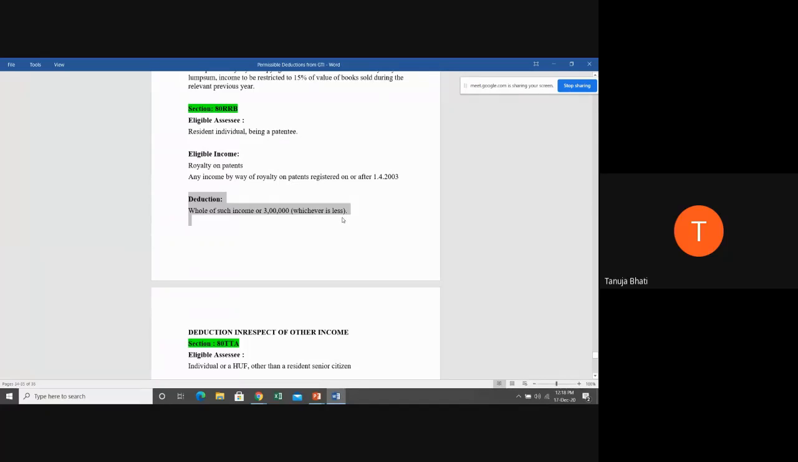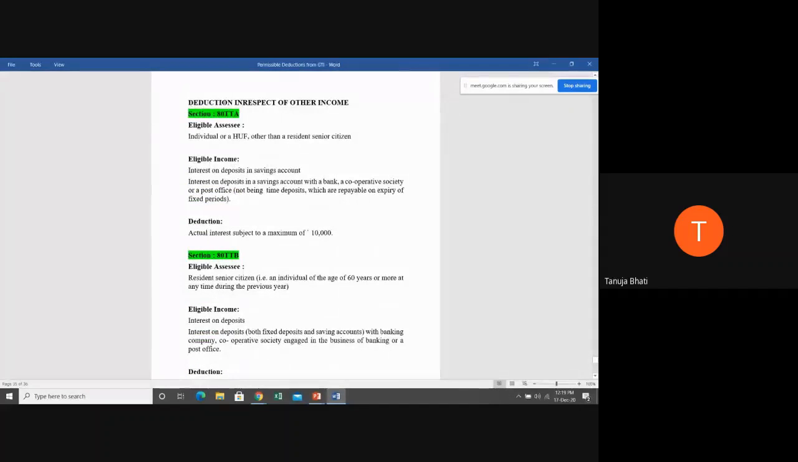So students, 80QQB is for an author, and the limit is whatever is the income or 3 lakh, whichever is less, and 80RRB is for a patentee. Whatever income he is receiving or 3 lakh, whichever is less, is the amount of deduction he is going to get. So did you all understand section 80RRB, students? Yes, ma'am. Okay.